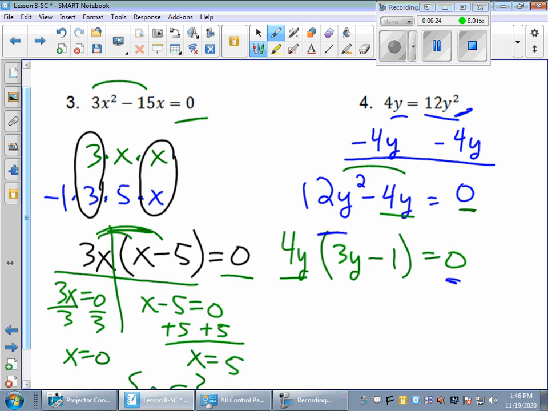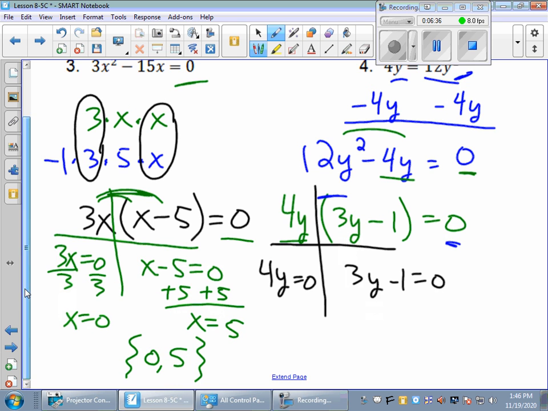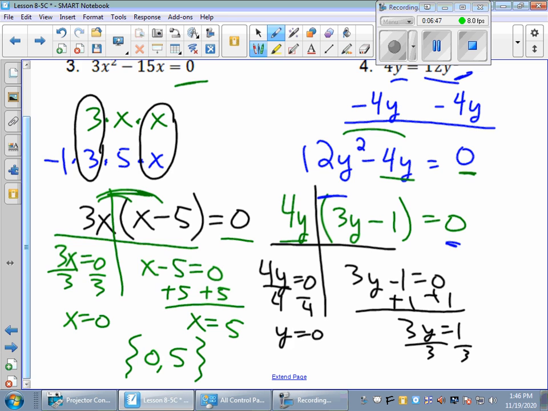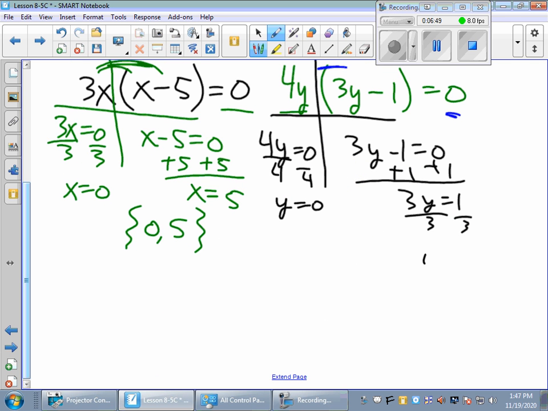We have a parenthesis. Now we're at the stage where we tee it up. 4y equals 0. 3y minus 1 equals 0. So from here we're going to divide by 4. y equals 0. We're going to add the 1. 3y equals 1. I'm going to divide by 3. And I'm going to get y equals 1/3. So final answer here is 0 and 1/3.